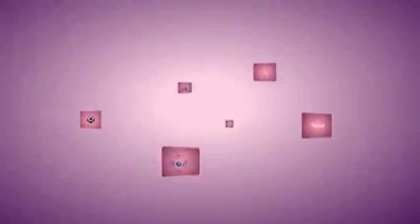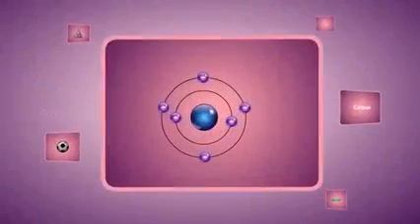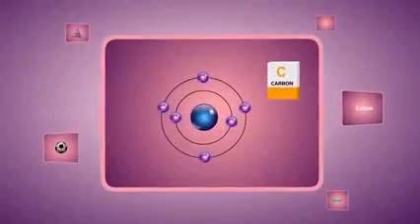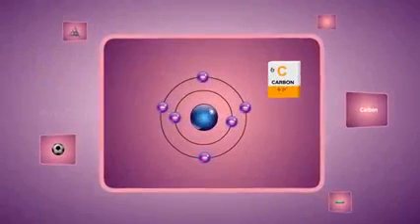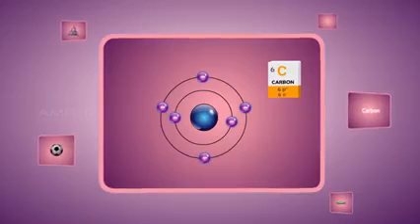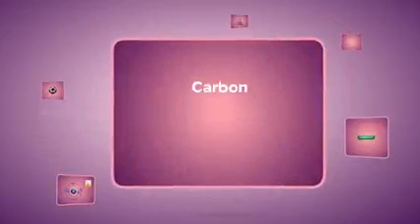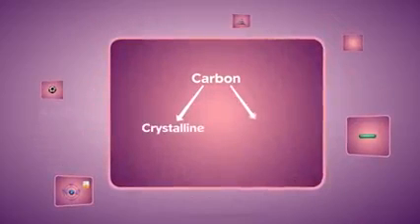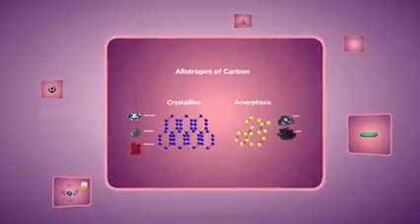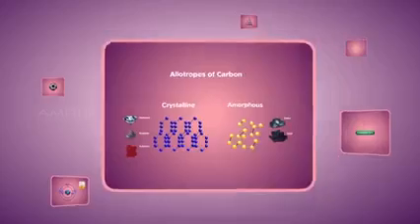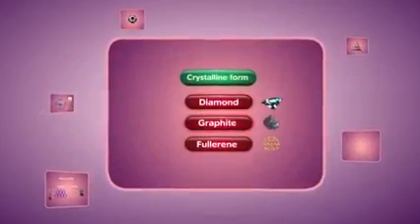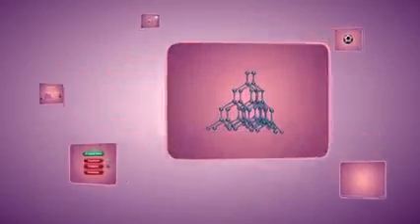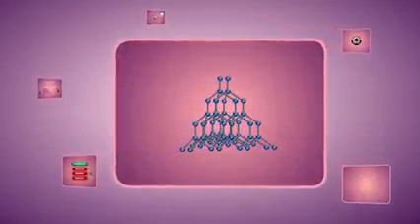Things to remember. Carbon is represented by the symbol C. Its atomic number is 6, that is, it contains 6 protons and 6 electrons. Carbon exists in two forms as crystalline and amorphous. These forms are known as allotropes of carbon. The crystalline forms of carbon are diamond, graphite and fullerene. Diamond is the hardest crystalline form of carbon.